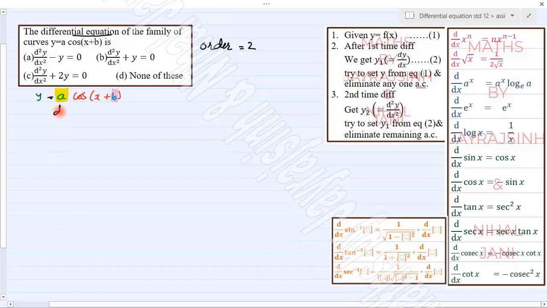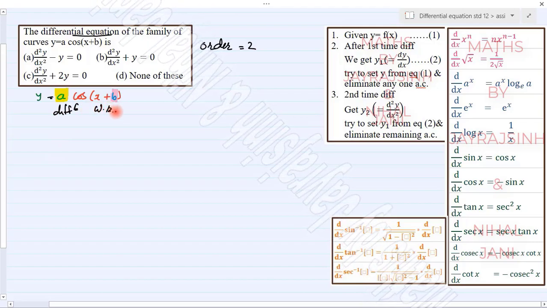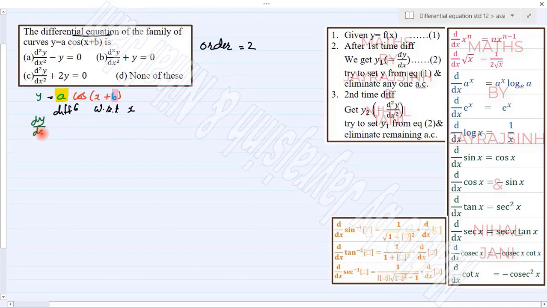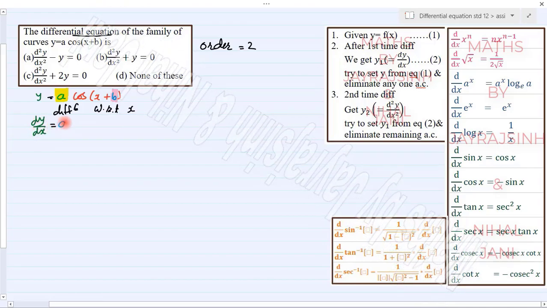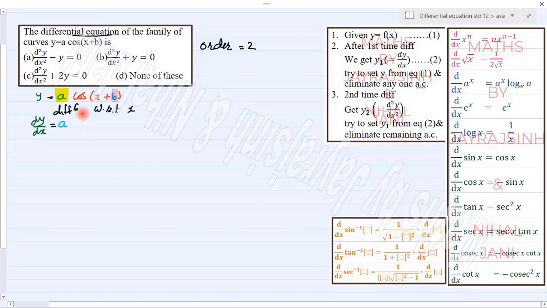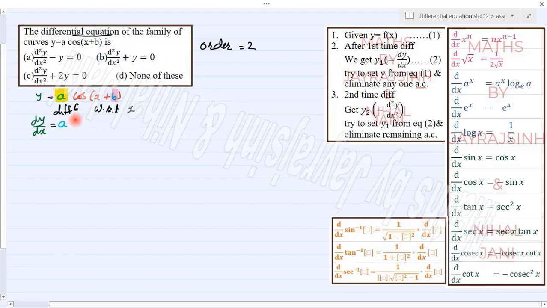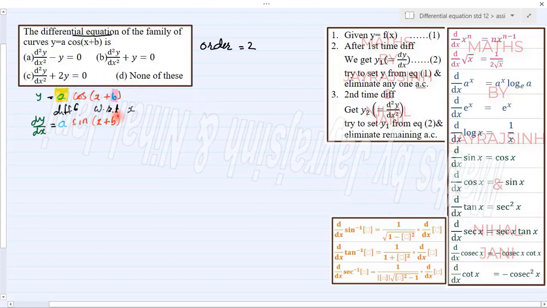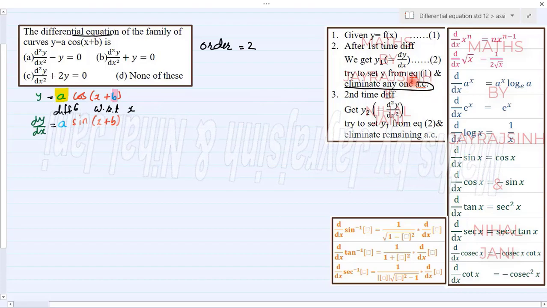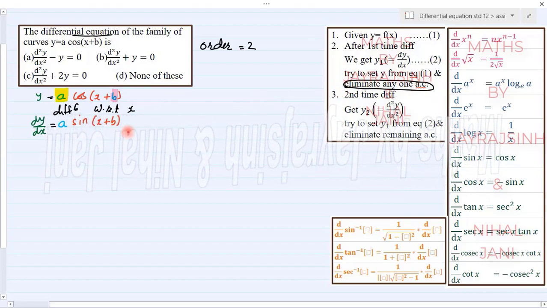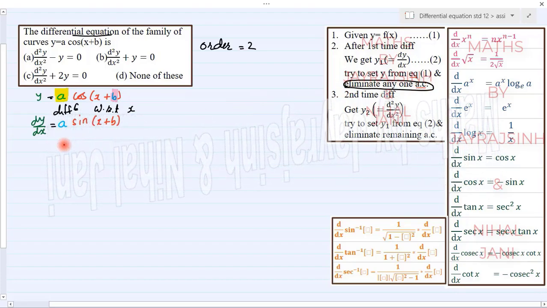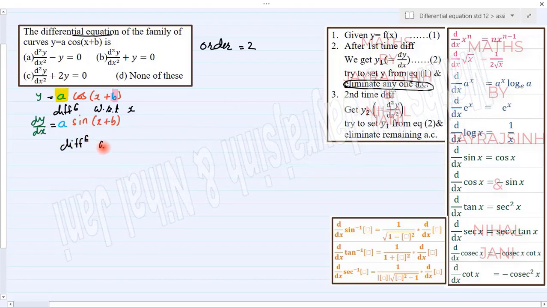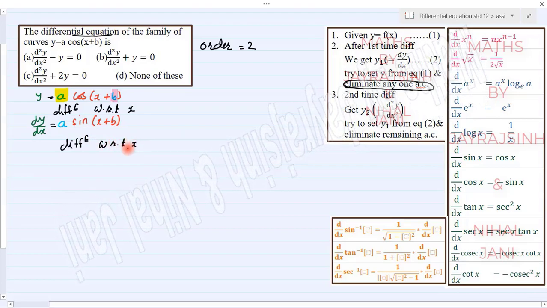Let's differentiate our equation with respect to x. So differentiation of y will be dy by dx. Here a is constant, we don't have to worry about it. And differentiation of cos(x plus b) will be minus sin(x plus b). But as you can see, we can't eliminate any one of the arbitrary constants and it is a trigonometric term. So it is preferable that, without any simplification, we differentiate our equation with respect to x again.